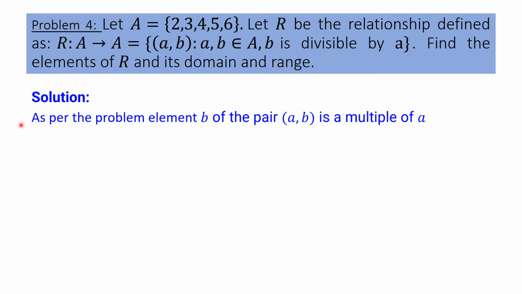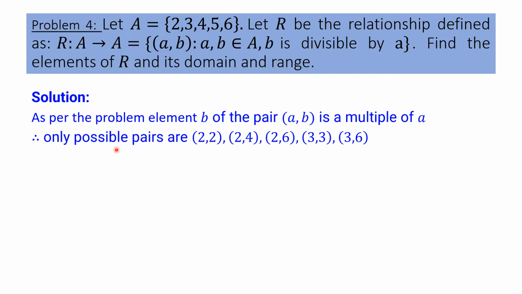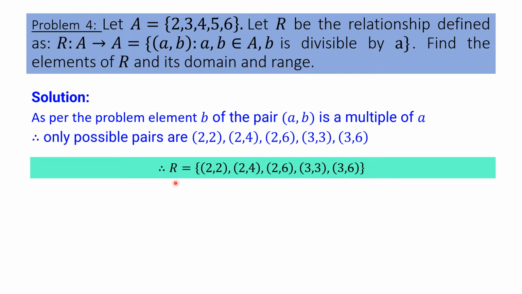As per the problem, element b of the pair (a, b) is a multiple of a. Therefore, the only possible pairs are (2, 2), (2, 4), (2, 6), (3, 3), (3, 6). Therefore, R is the set of pairs (2, 2), (2, 4), (2, 6), (3, 3), (3, 6).